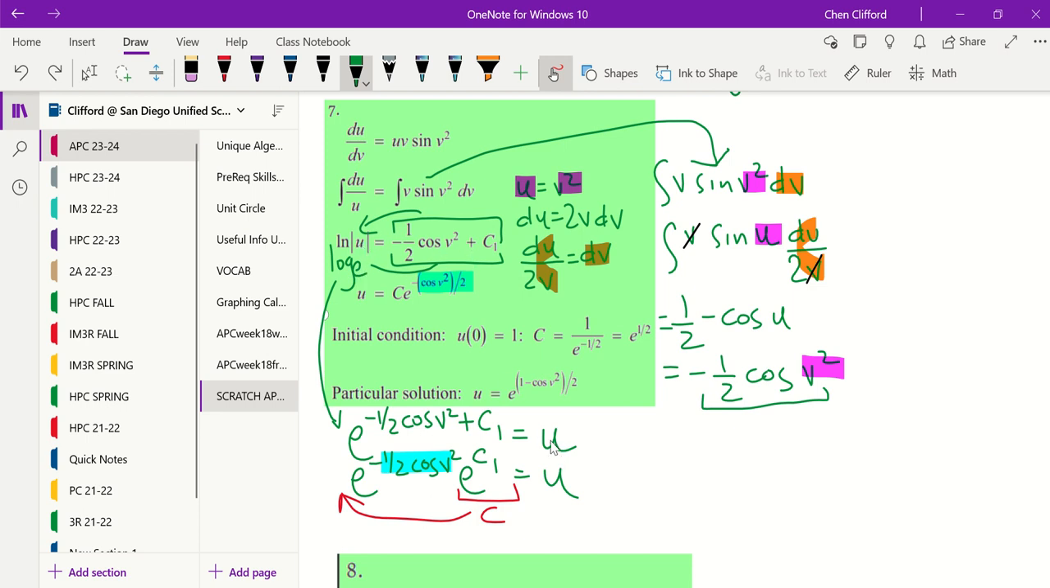The reason why we don't need the absolute values is because e to the power of anything, positive or negative, is still going to be positive. So we don't need the absolute value here. That would be a little bit repetitive.